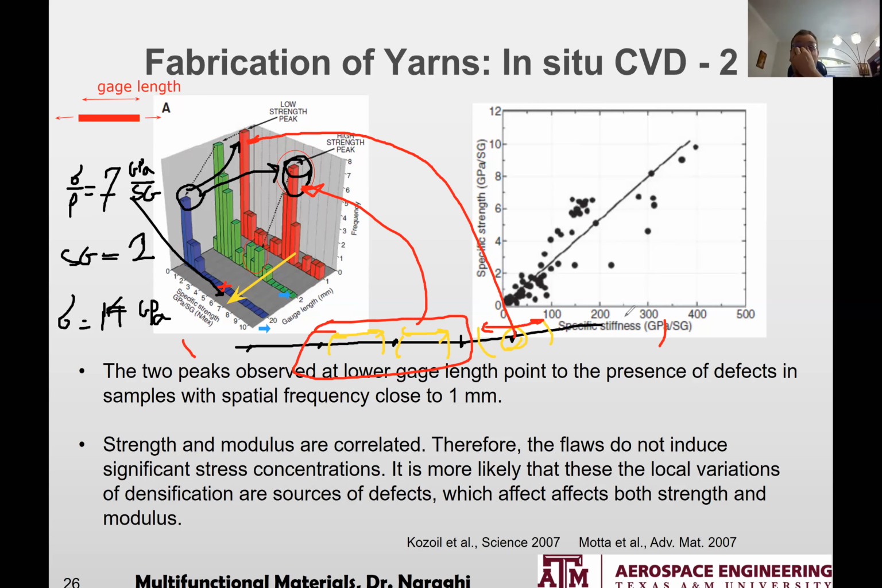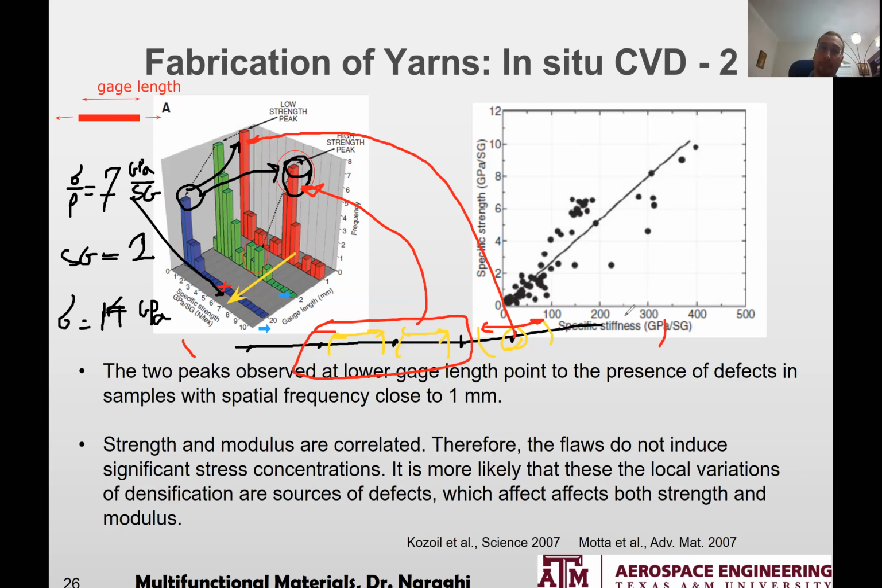Okay, and so the other thing is, they also noticed that the strength and the stiffness kind of scaled together, which means there are certain defects that affect the strength, not modulus. For instance, if you have just a single void in your material, it more affects the strength than modulus. But if you have distributed voids all over your sample, or distributed short overlap length all over your sample, then strength and modulus will scale together.